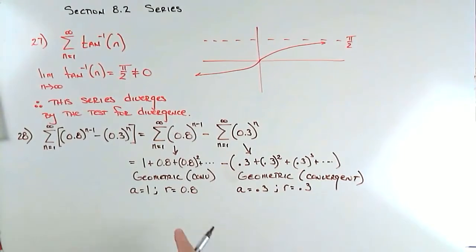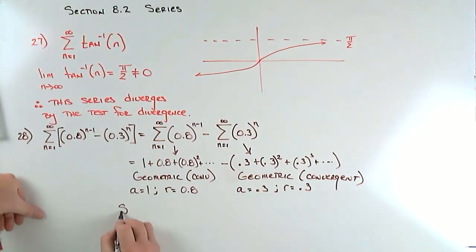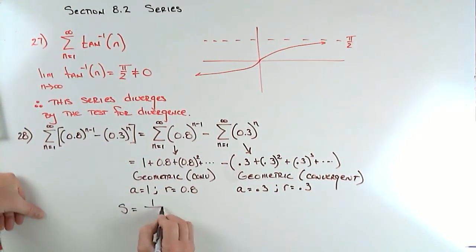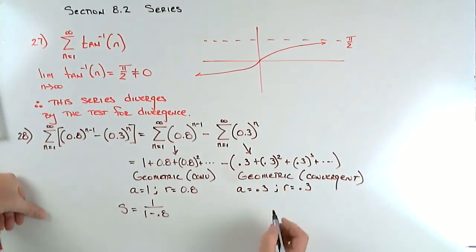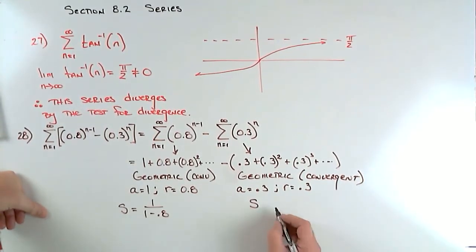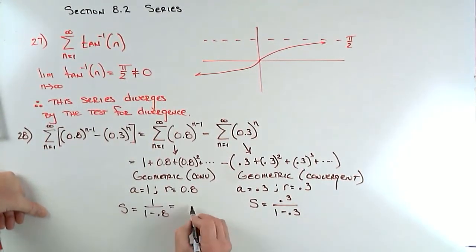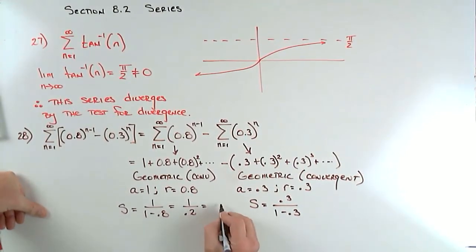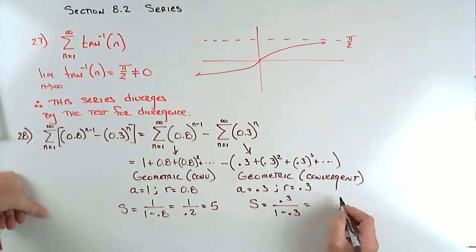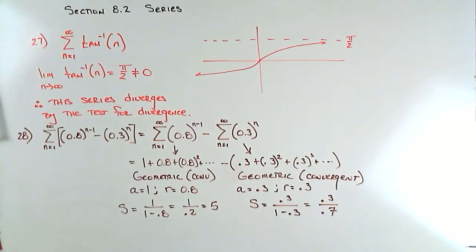Now by theorem, we know the sum of this series is equal to A over 1 minus R. The sum of this series is equal to A over 1 minus R. Here we get 1 divided by 0.2, which is 5. And here we get 0.3 divided by 0.7, which is 3/7.